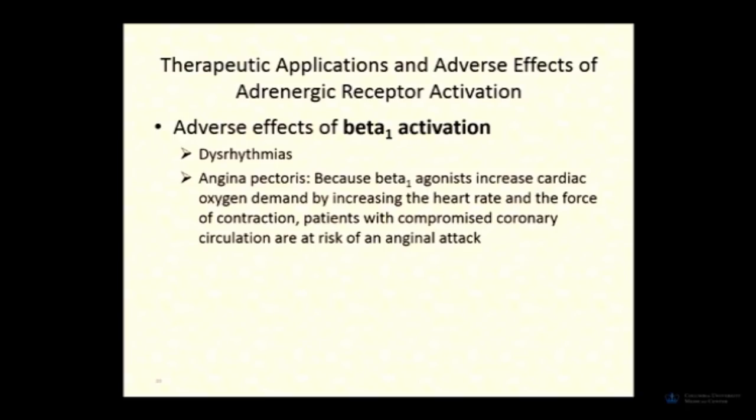Okay. So whenever you give a beta-1 agonist, you increase the risk of angina by increasing oxygen demands and not knowing whether the heart can actually meet those oxygen demands.